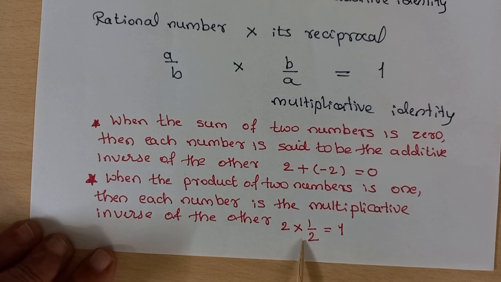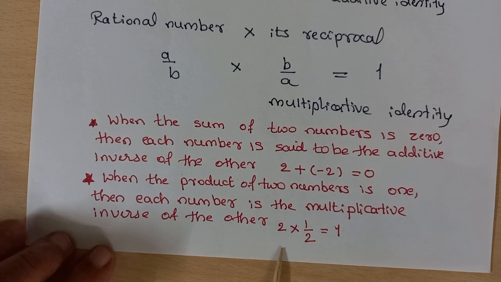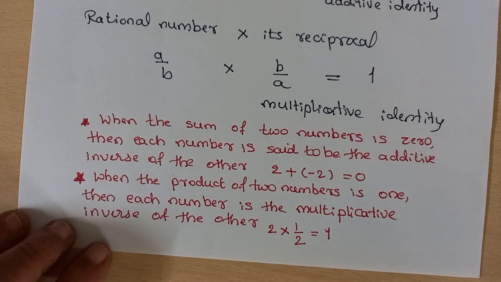2 into 1 by 2 is equal to 1. Here 1 by 2 is the reciprocal of 2. When we multiply these two numbers, we get 1. That is the multiplicative identity. Okay, you will understand this concept more when we solve examples. Okay, we will continue in the next video.